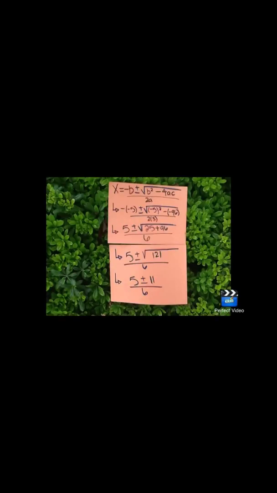Step 5. Do the math. First, take care of the multiplication outside the square root bar. Negative times negative 5 becomes 5. Inside the square root bar, negative 5 squared becomes 25. Negative times negative 96 becomes positive 96, all over 2 times 3, which is 6. Add 25 plus 96, you get 121. Then take the square root of 121, and you get 11.